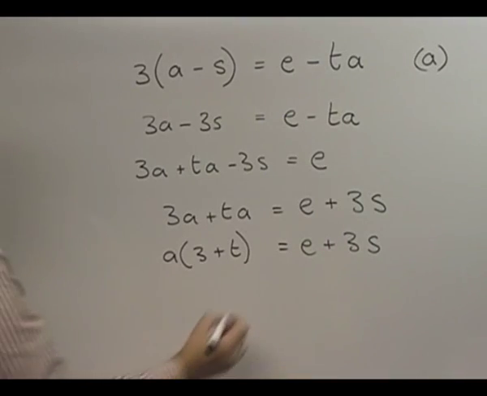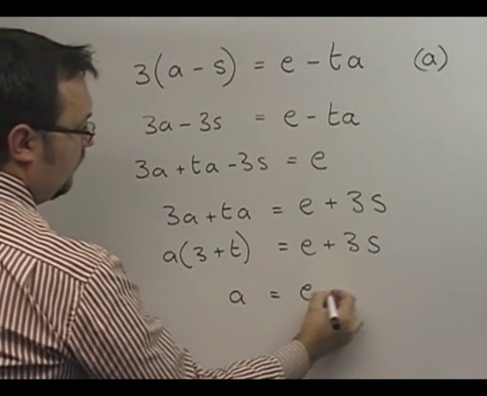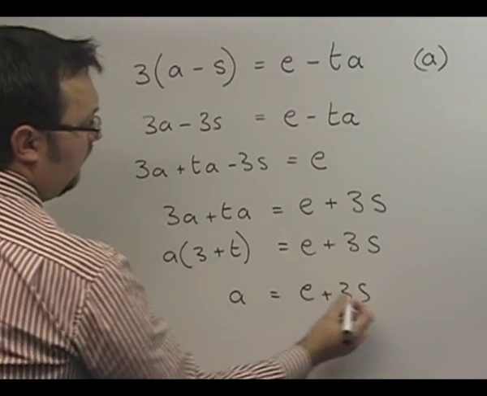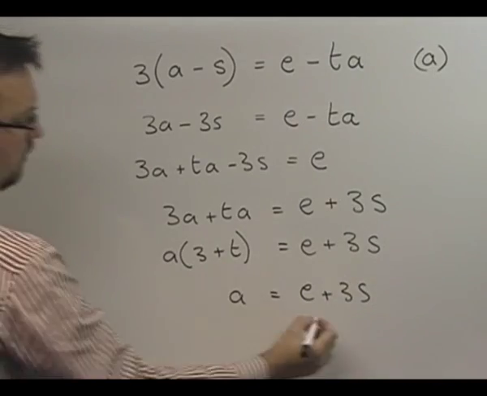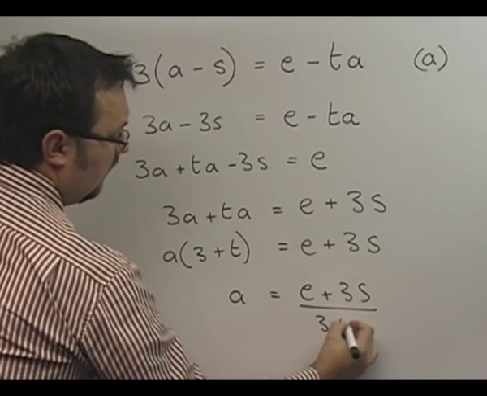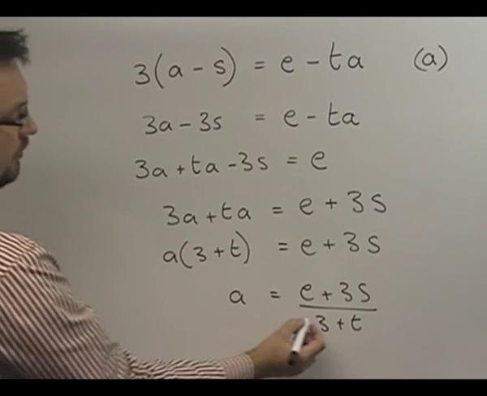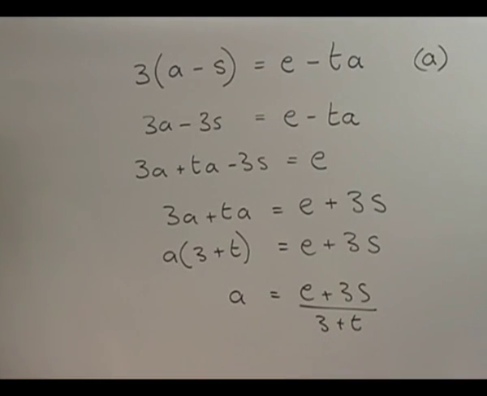And finally, to get a on its own, I'm going to divide all of this by 3 plus t. And although I've said it before, I'll remind you, you don't need the brackets on the bottom, but if you do put them in, it's not wrong.